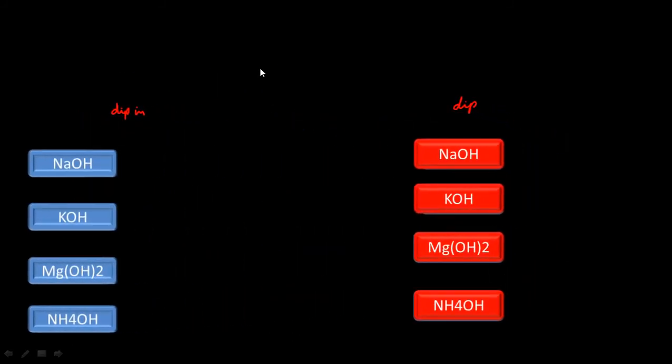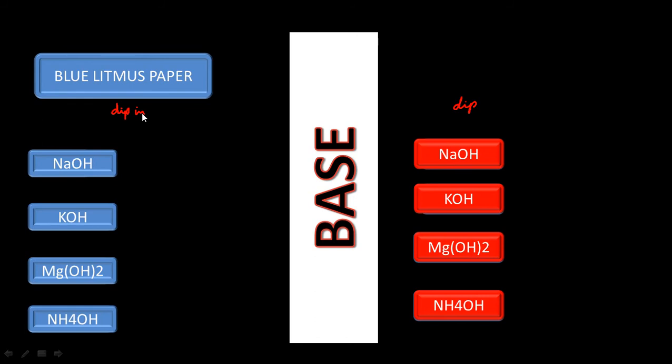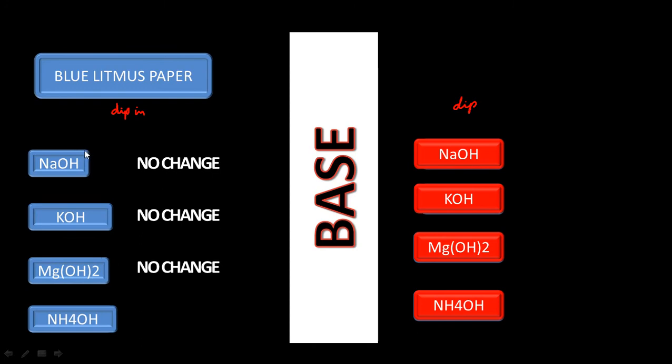Next one, bases. Bases, blue litmus. Let us check. When we dip the blue litmus paper in NaOH, sodium hydroxide, or in potassium hydroxide, or in magnesium hydroxide, or in ammonium hydroxide, what will happen? There will be no change. Blue litmus paper remains blue. KOH, no change, magnesium hydroxide, no change, ammonium hydroxide, no change.